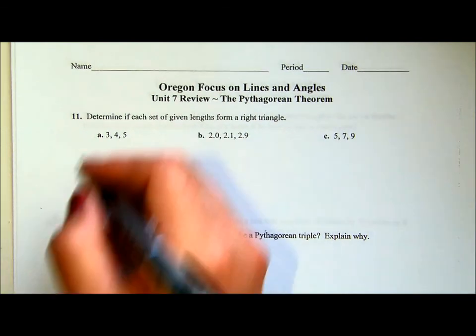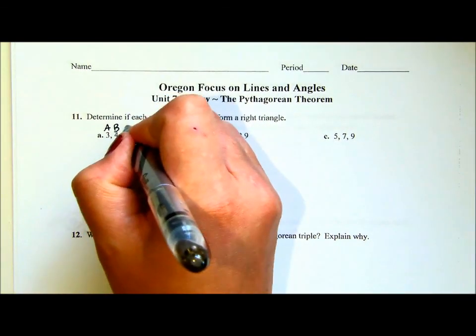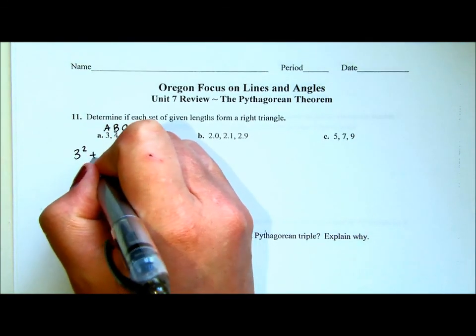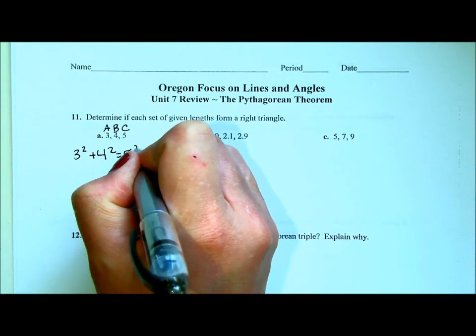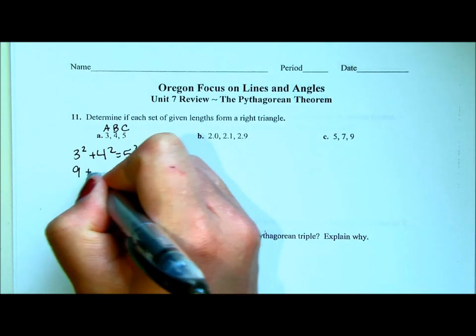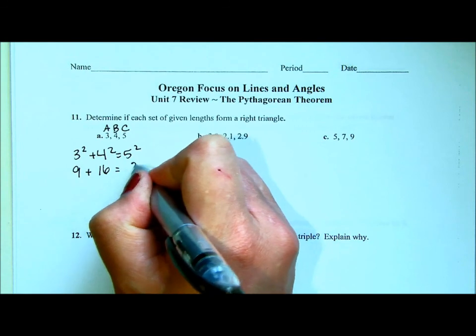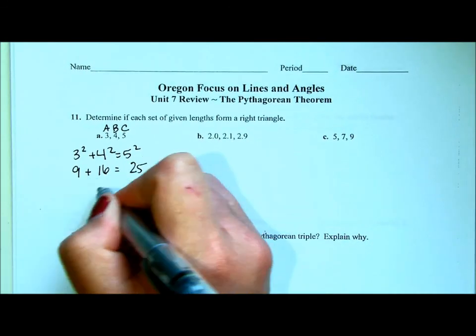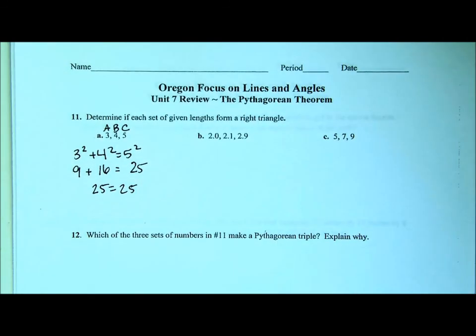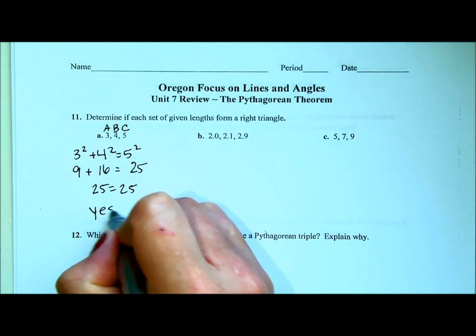That's my A, that's my B, that's my C. 3 squared plus 4 squared equals 5 squared. 3 squared is 9. 4 squared, 16. 5 squared, 25. 9 plus 16, we do get 25. So 25 equals 25. We are going to put yes as our answer.